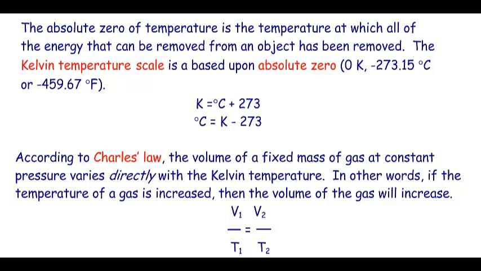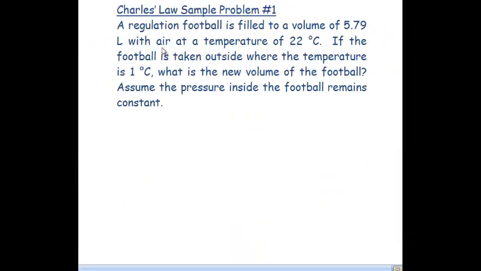Okay? Please notice V1 over T1 equals V2 over T2. The subscripts 1 again refer to initial temperatures and volumes. The subscripts of 2 refer to final temperatures and volumes. And anytime you use Charles' law, you've got to utilize Kelvin temperatures.